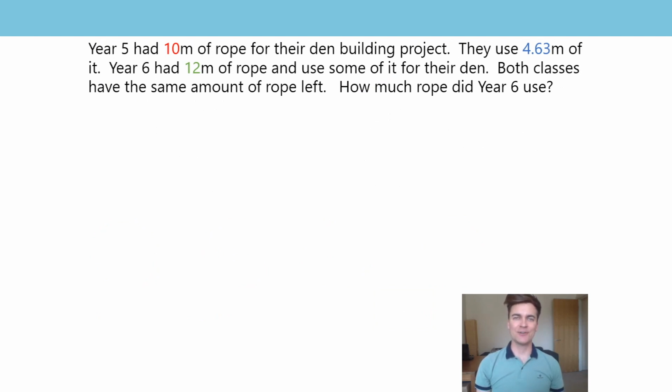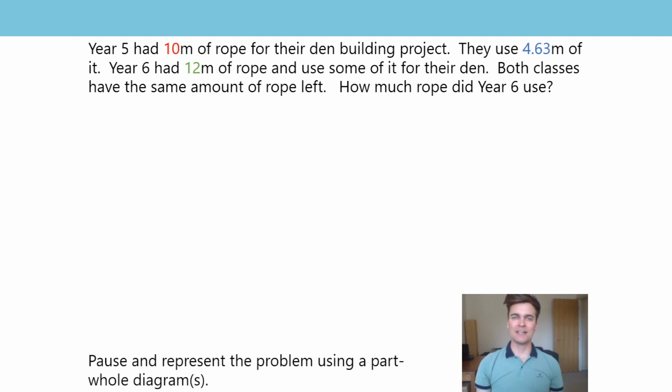Second problem, let's have a read of it together on 3. 1, 2, 3. Year 5 had 10 metres of rope for their den building project. They use 4.63 metres of it. Year 6 had 12 metres of rope and use some of it for their den. Both classes have the same amount of rope left. How much rope did Year 6 use?